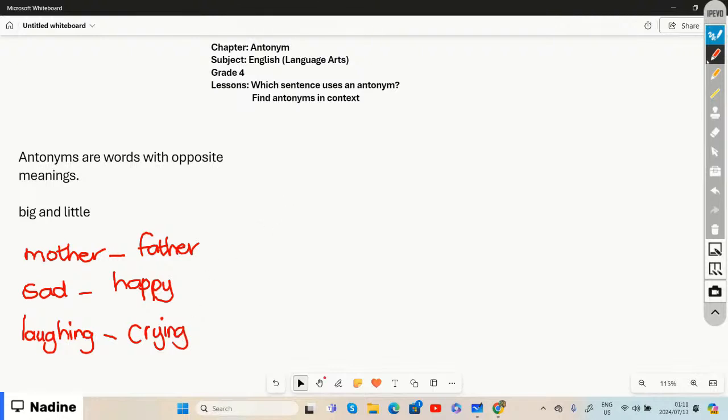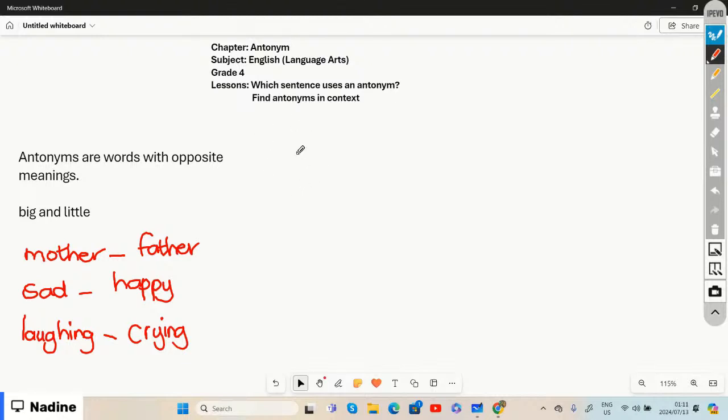So now, these are just a few examples of antonyms, right? And antonyms are words with opposite meaning. We said we have big, the opposite of big is little, the opposite of mother is father, the opposite of sad is when you're happy, the opposite of laughing is crying. But now, can you also think of more words that basically have an opposite meaning? Give me the word, and then you also give me another word that is the opposite of that word. Or should I give a word and you give the opposite of that word?